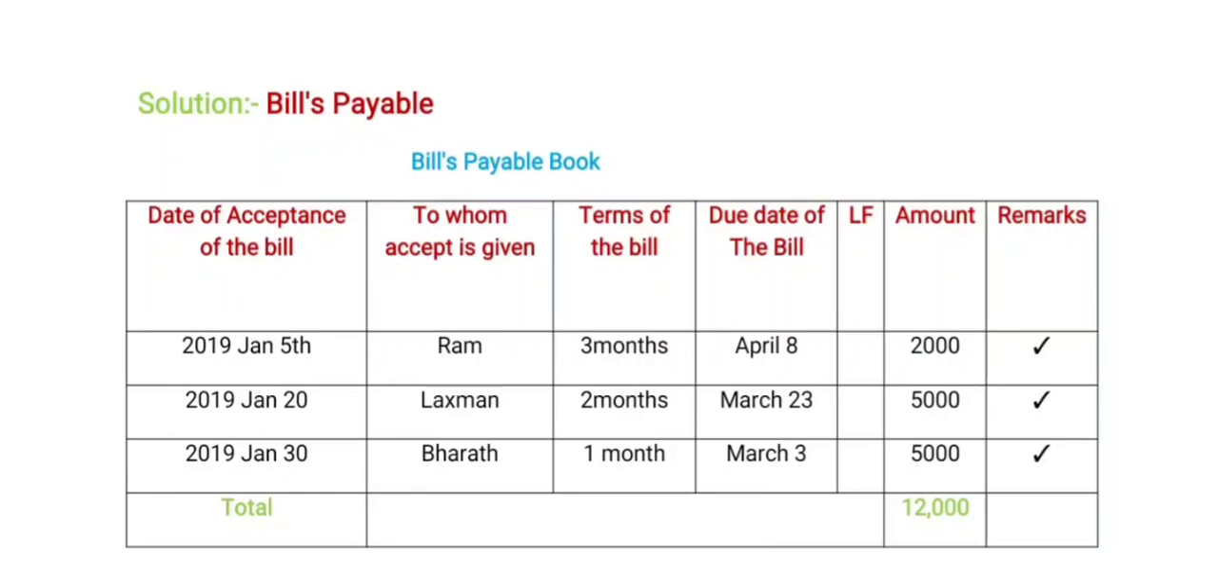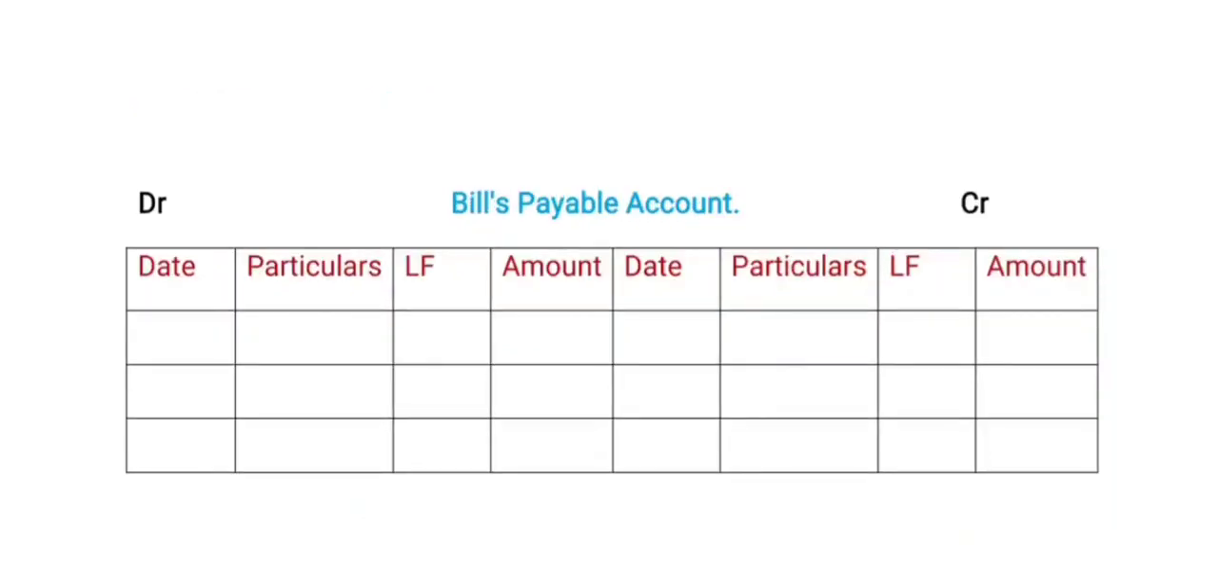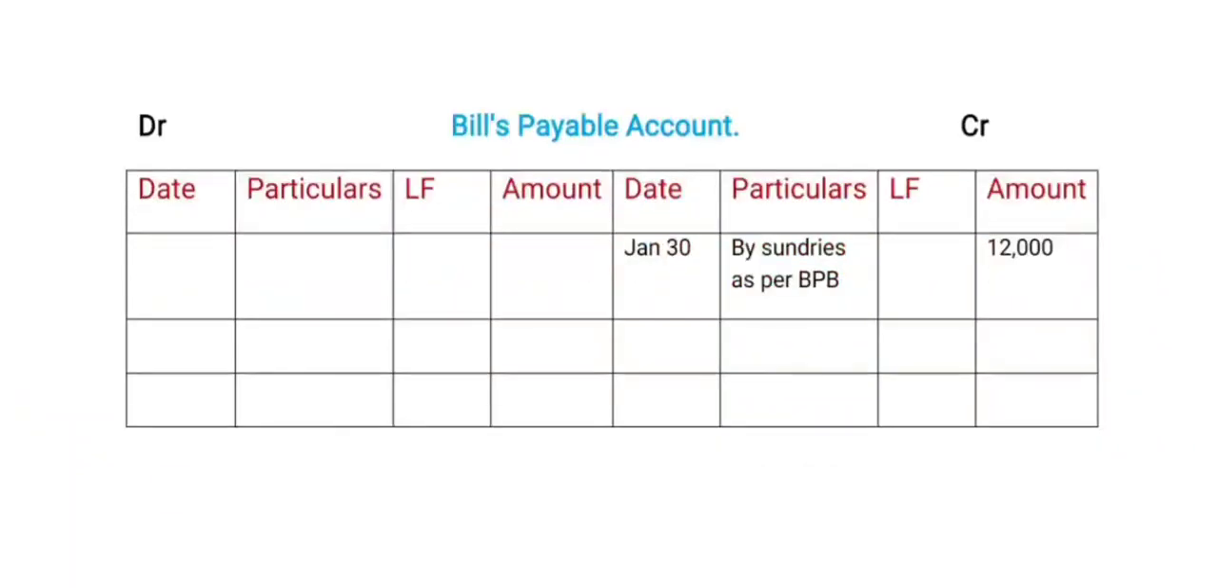Now we are going to prepare the bills payable account. It is the proforma of the bills payable account. We already know an account looks like a T-shape. It has a debit side and a credit side. Now we come to the credit side of the bills payable account. It is Jan 30, by sundry as per bills payable book. This amount is taken. It is 12,000. There are no other transactions in the bills payable account.